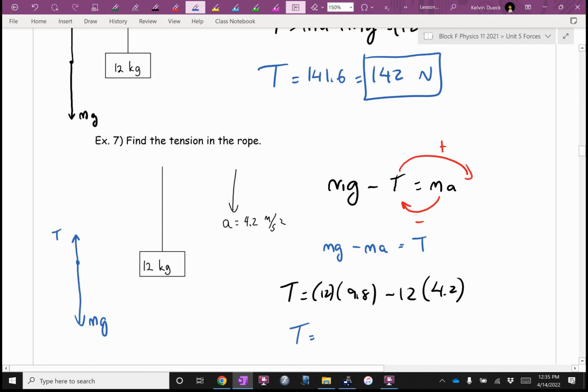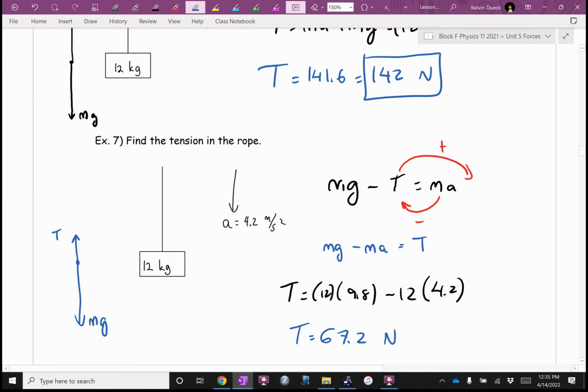Did that one in your head, Mr. Dewick? Well, maybe. It's going to be 12 times what? 5.6? So 12 times 5 is 60. 12 times 0.6 would be 2.4 plus 2.4 plus 2.4. 67.2. I might be wrong. Is it? Okay. I can do math in my head. And units, newtons. It's a force.